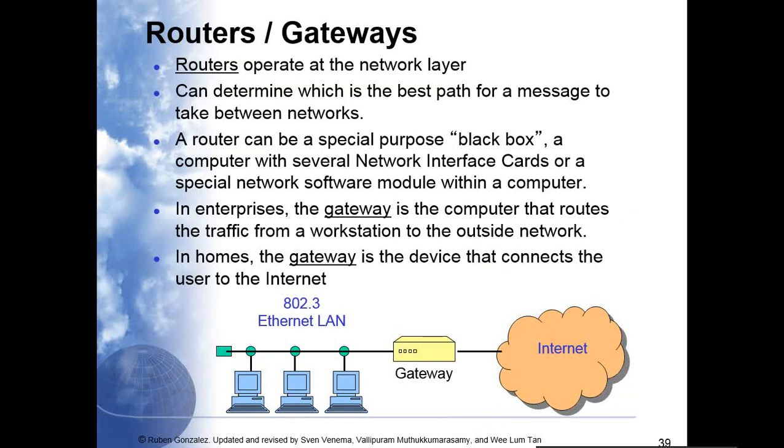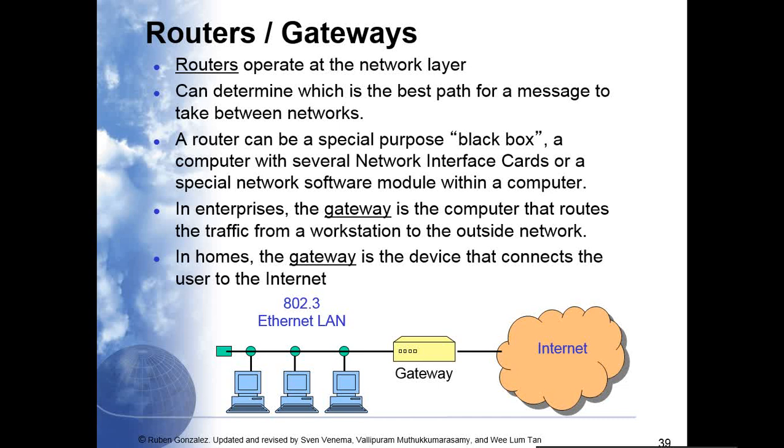Routers and gateways are probably the things we're most familiar with in terms of our home network. You have a box that connects to the outside world. Typically it's a router, and they operate at the network layer, and they can determine the best path for a message to take between networks. For your network, there's usually only one way to get out of your network to your ISP, so it has a fairly easy job in that sense.